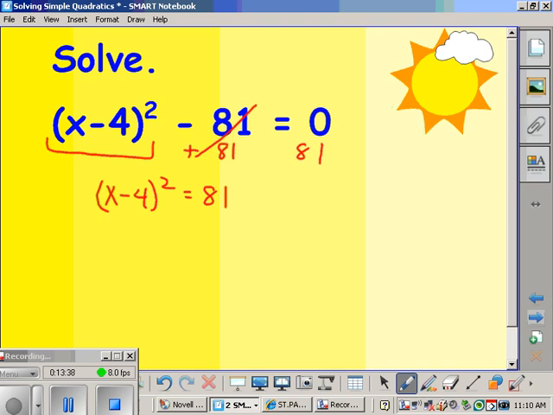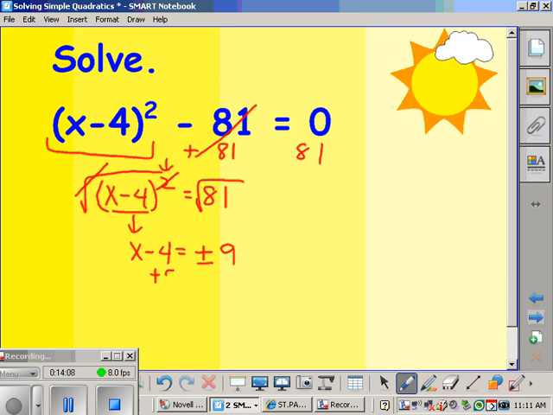Now, at this point, just like in the other one, anytime you're trying to get rid of a little squared symbol, if you take the square root of both sides, that will get rid of your squared symbol because a square root sign will cancel out the squared symbol. So what we have left is just the x minus 4. On the right, we have the square root of 81. Now again, because we're solving an equation, we're going to write positive and negative, and then when we take the square root of 81, we get 9.